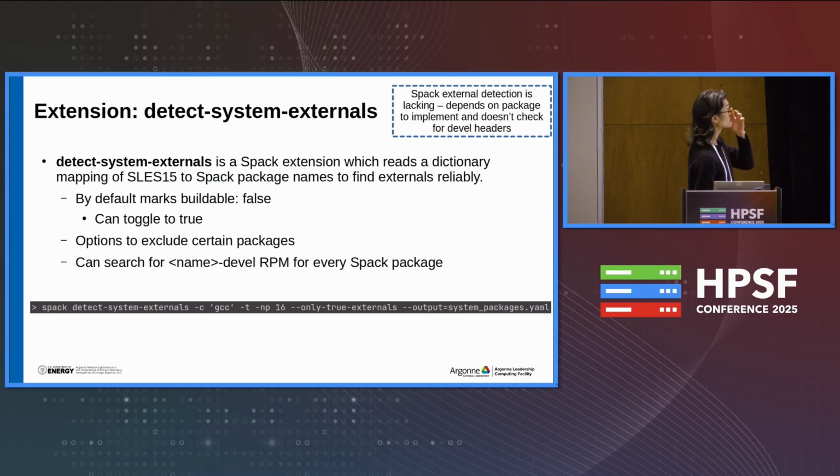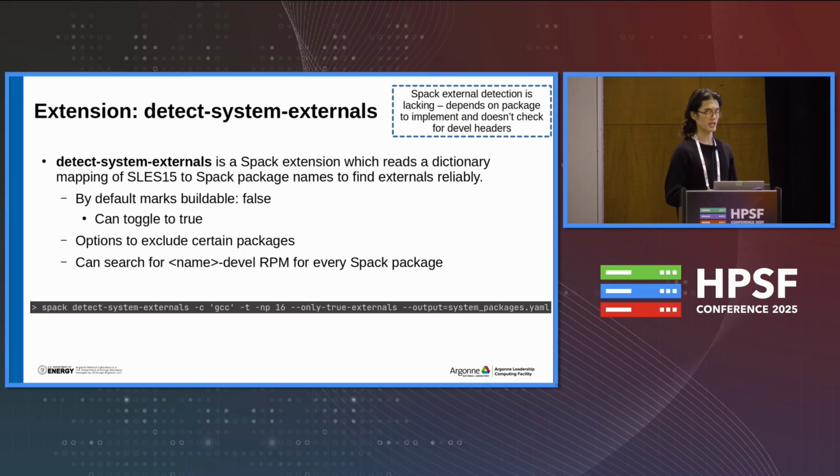So I wrote an extension called detect system externals. It does what it sounds like it does. Setting it up is a pain because it's a dictionary map where the keys are Spack package names, and the values are the corresponding RPM names. And it can be one RPM or multiple that are required for it to be a real development package.